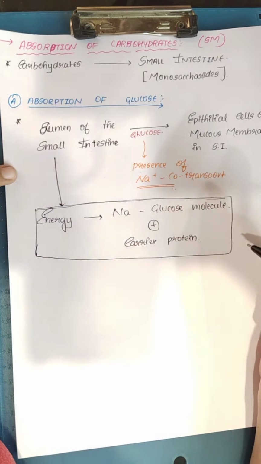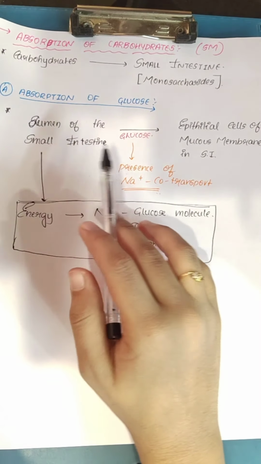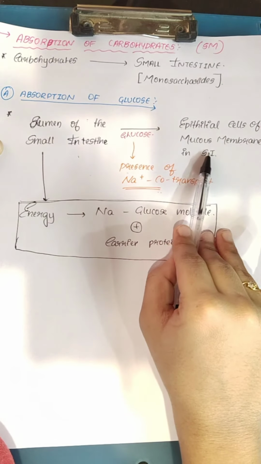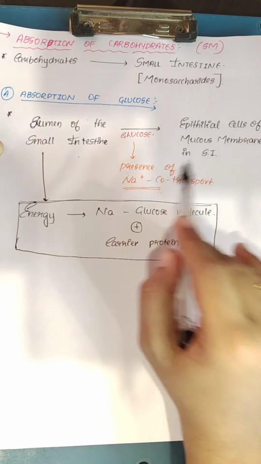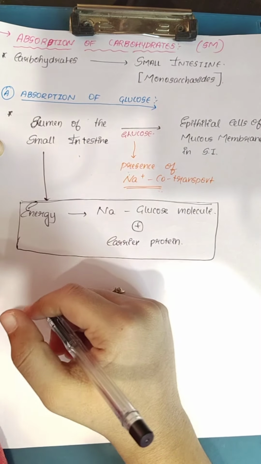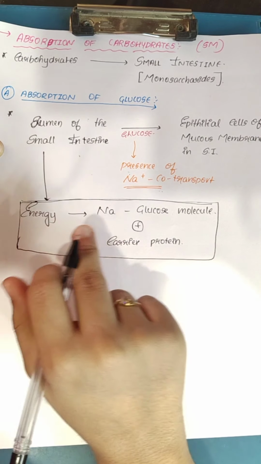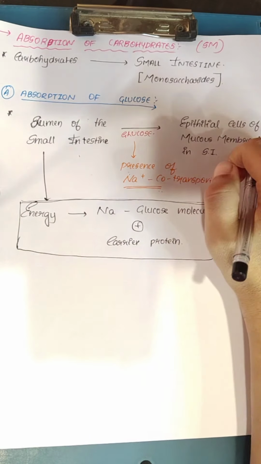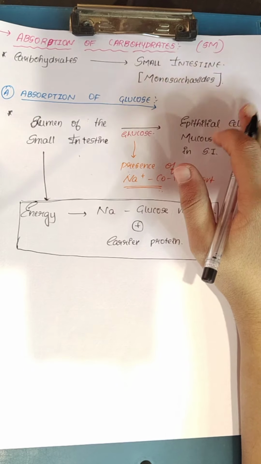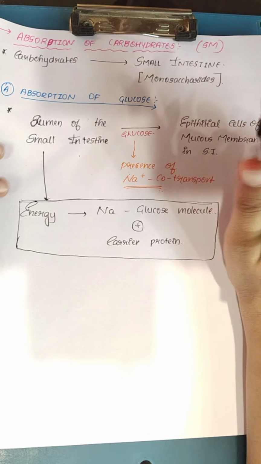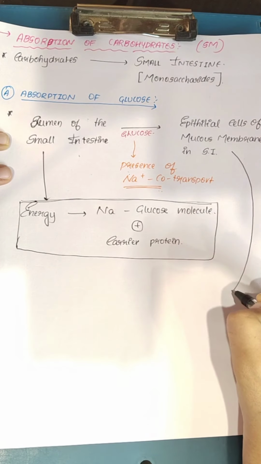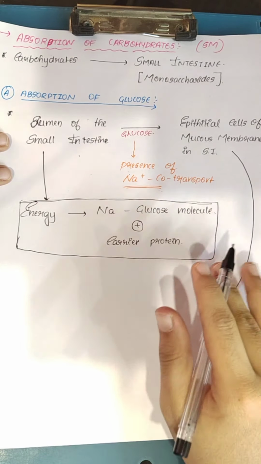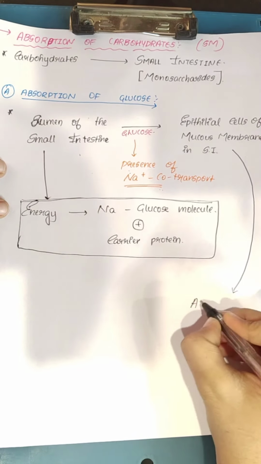So first, absorption of glucose takes place from the lumen of the small intestine. The glucose is transported into epithelial cells of the mucous membrane in the small intestine. This process takes place in the presence of sodium co-transport. For this process, there is also a requirement of energy. Energy is mainly given by the sodium glucose molecule, which combines with the carrier protein. From the epithelial cells, glucose is absorbed into the portal vein by facilitated diffusion. This is another important point.